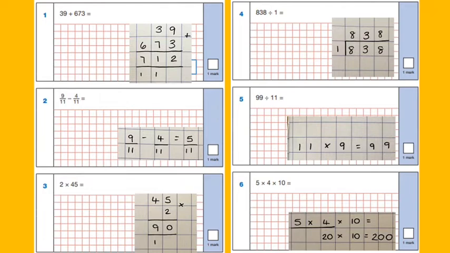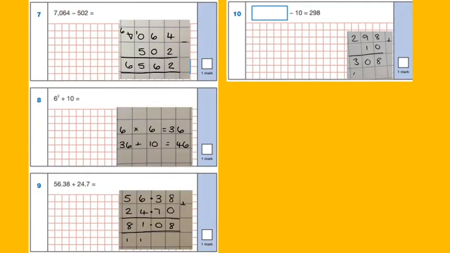Number 6, 5 times 4 times 10. Okay, it's almost an order of operations question, except it's the same operation twice. So the first thing that I did was 4 times 5, or 5 times 4, which is 20, and then multiplied my answer by 10, which gives me 200.